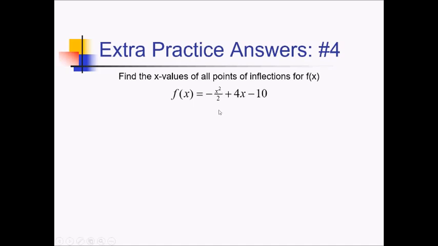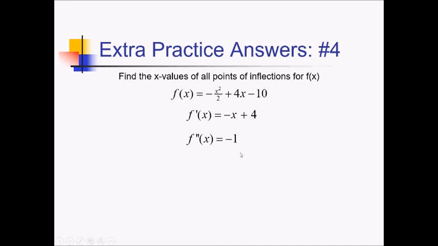To find points of inflection on this equation, I'm going to see what the second derivative is doing, looking for sign changes. So let me start with the first derivative. f prime, using the power rule here, is negative x plus 4. And then f double prime is just going to be negative 1.